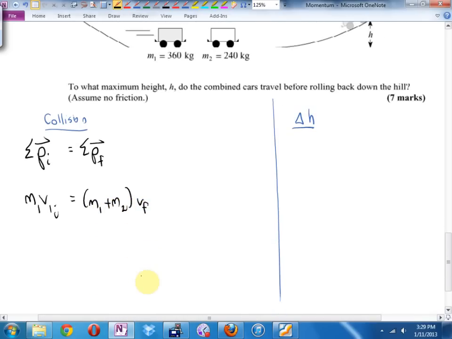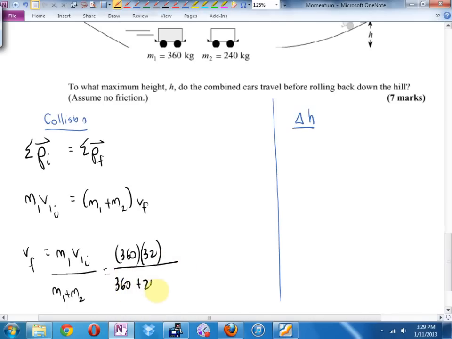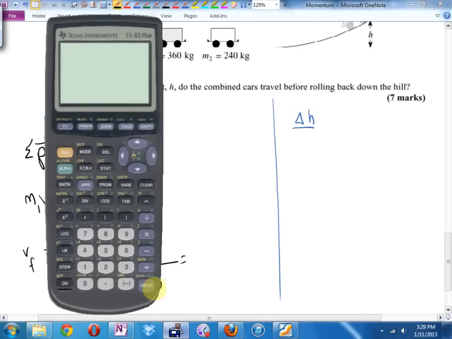Let's get the final speed. I can just go straight and divide because it's linear. It's going to be M1 V1 initial divided by M1 plus M2. M1 was 360. V1, you said 30. I said let's make it 32 so I don't have to worry about sig figs. Divided by 360 plus 240. Is that okay so far, Nico?